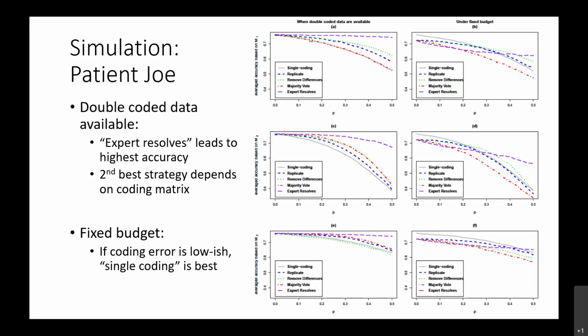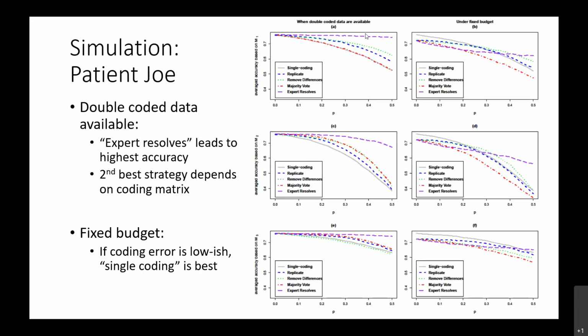Single coding here is at the bottom, and here almost at the bottom. So if the double-coded data are already available and they're free, you don't want to use single coding. Instead, what you want to use is this purple dashed line, which is the expert resolves. Now, it makes sense that if you have an expert who's always right, and if you don't have to pay for the expert, then you would want the entire training data set to be coded by the expert. That makes sense, and we see this bear out in the graphs.